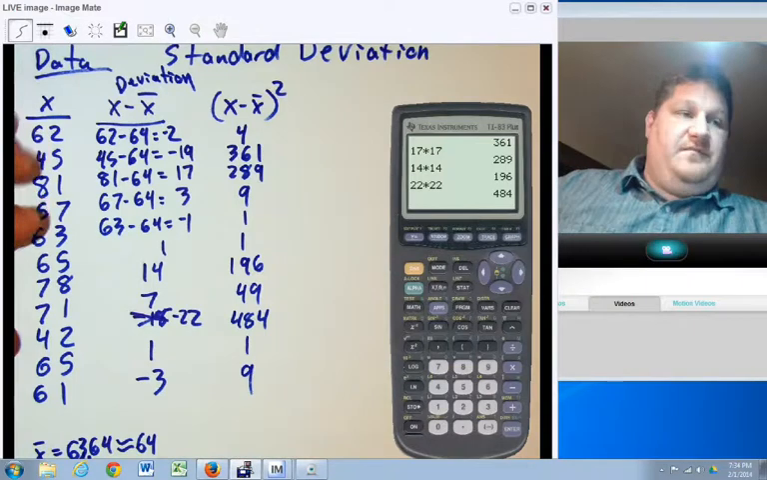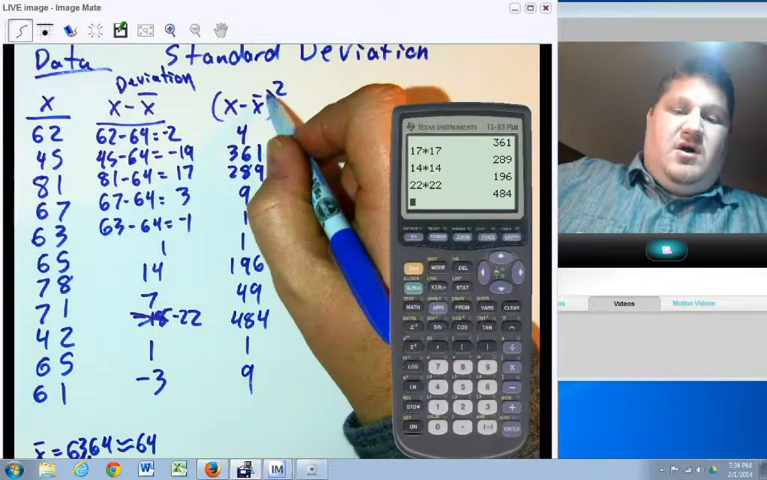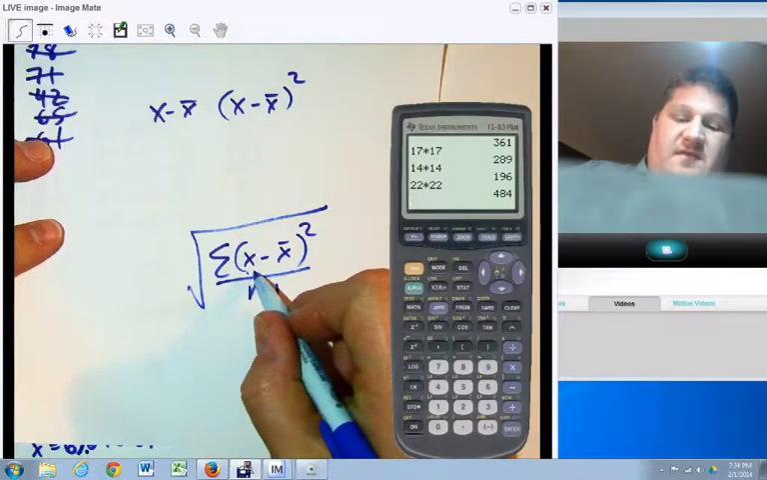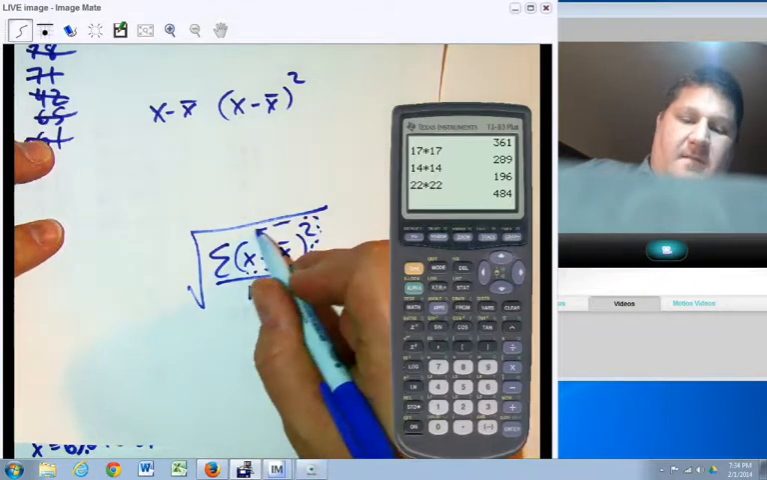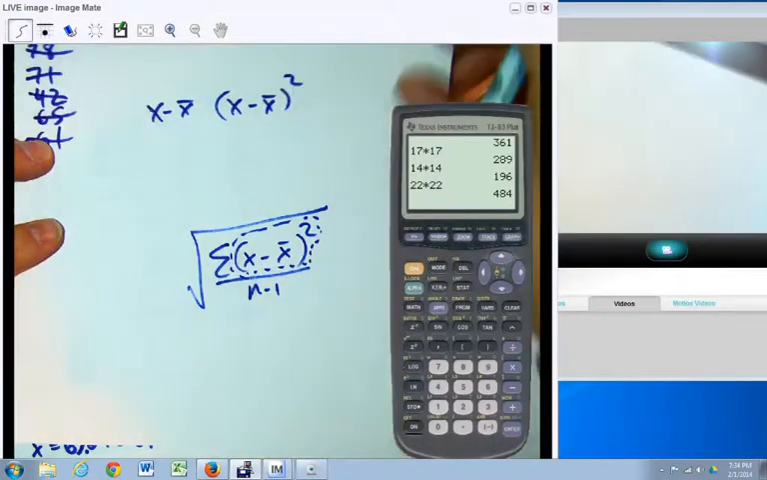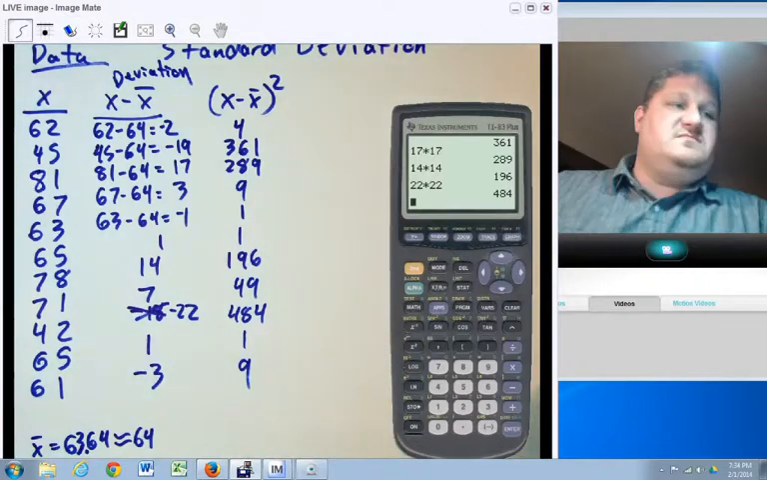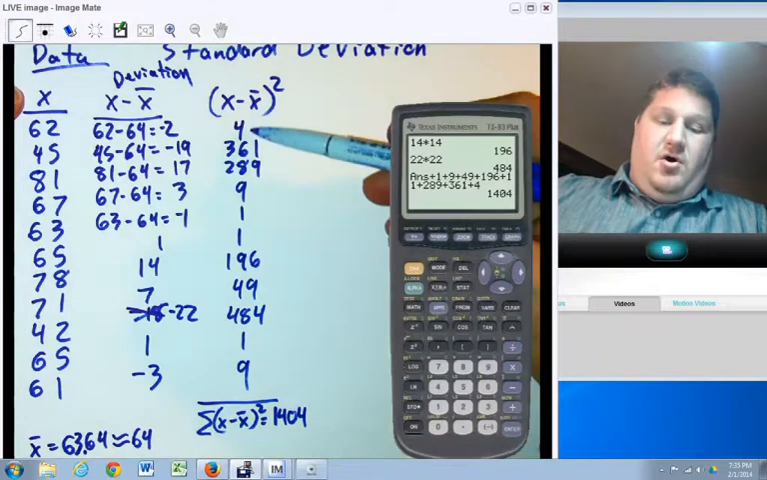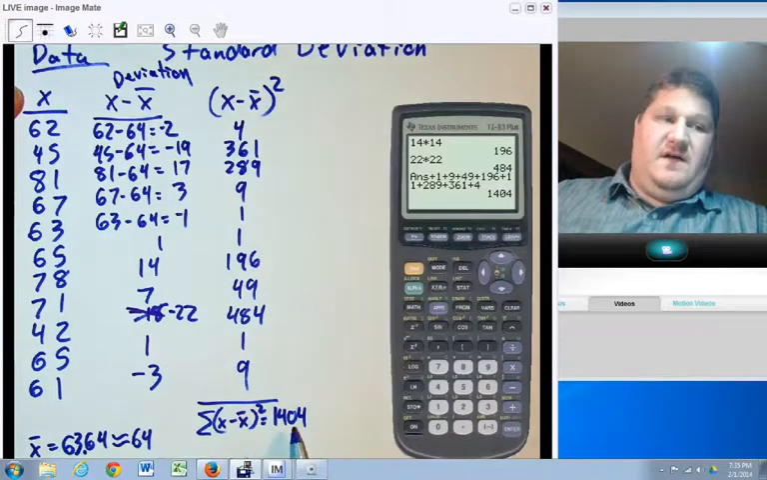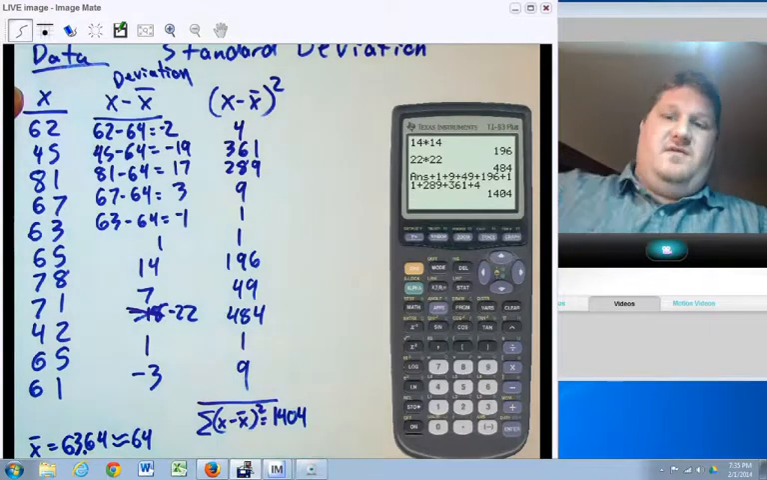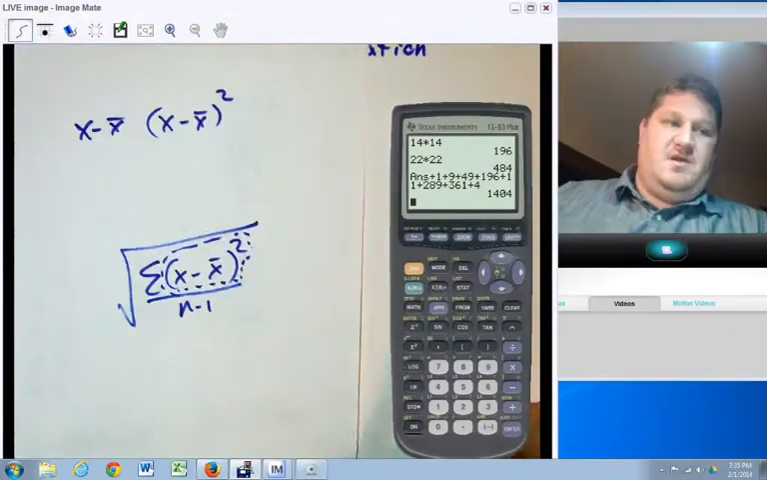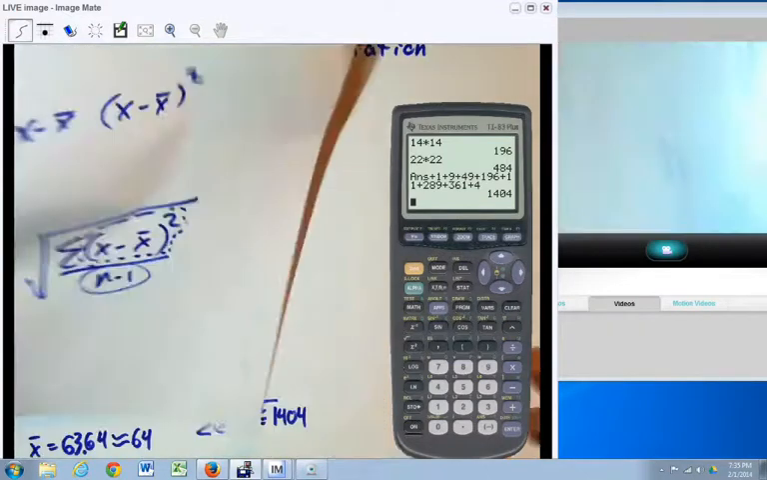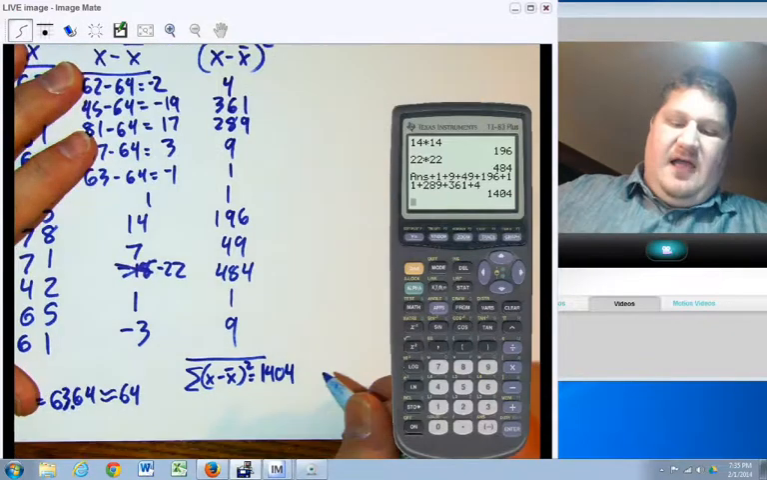Now, that is x minus x bar, the quantity squared. If we look at our formula, we have now done this component right here. The sigma, of course, means sum it up. So I'm going to add all these terms up. Through the use of video magic, I add all these terms up and I come up with 1,404. Now, if we look at our formula again, we see that once we've added them up, we need to divide by n minus 1. Now, n is 11.